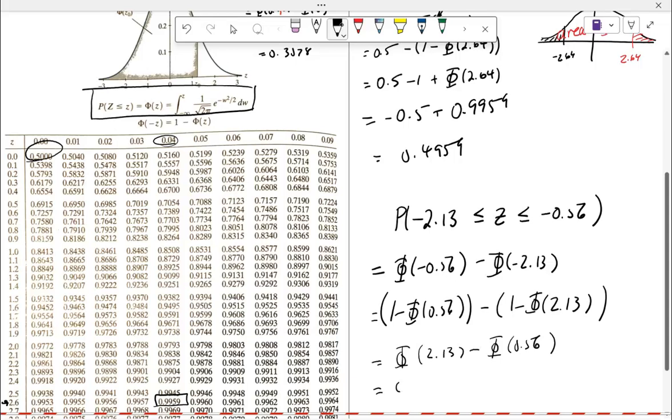2.13, where did I lose it? 0.9834. That's this one right here. And 0.56, I know it's small. 0.7123.